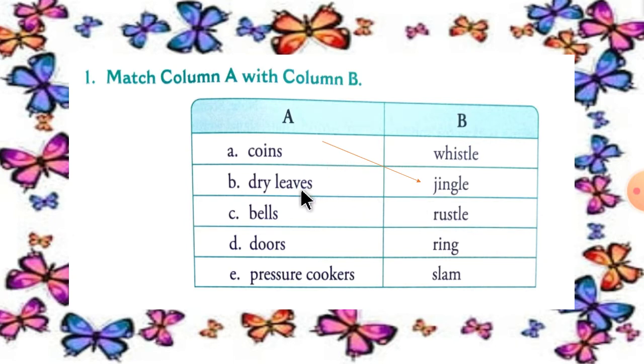Then dry leaves. So let's see. Whistle, no. Rustle, let's check. Yes, dry leaves, rustle. Then bells, ring. Doors, slam. And pressure cooker, whistle. So let's see all the options again.